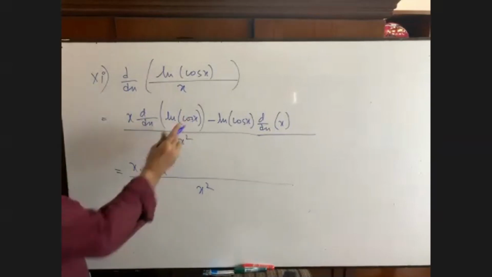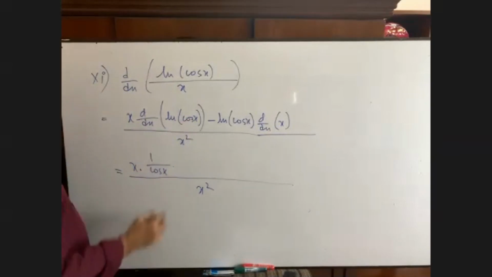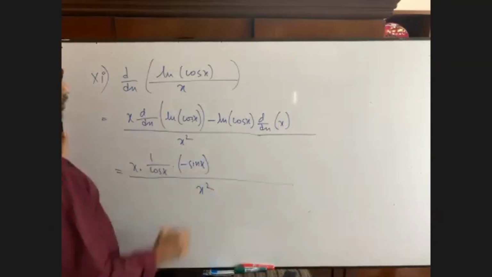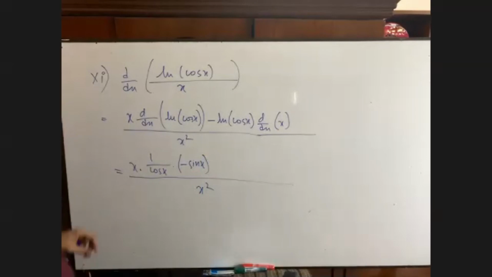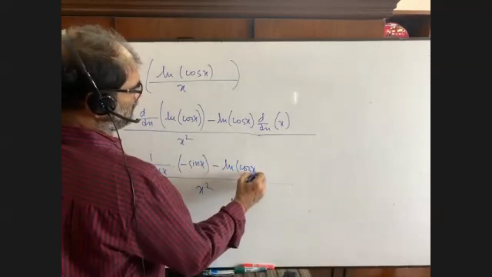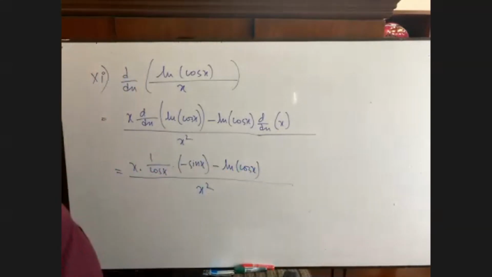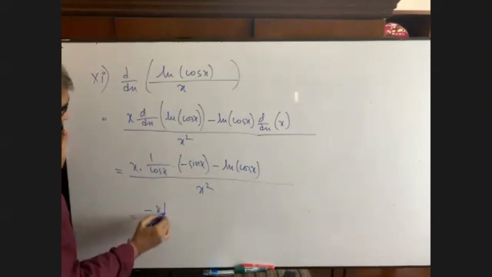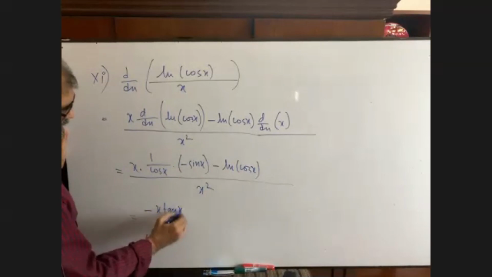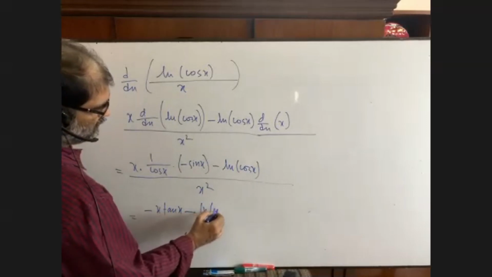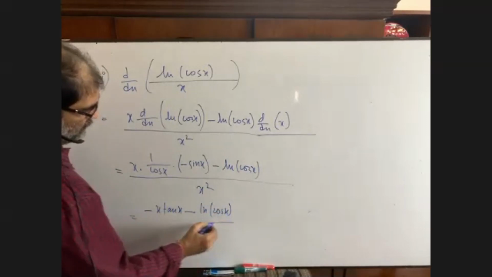This cos x again is to be differentiated. So I am doing it at a time. Minus sin x. And it is only minus ln cos x. So actually we are getting here minus x tan x minus ln cosine x by x square.